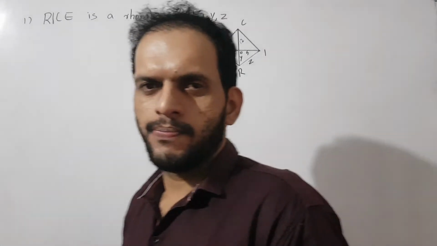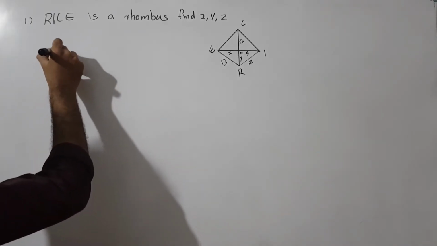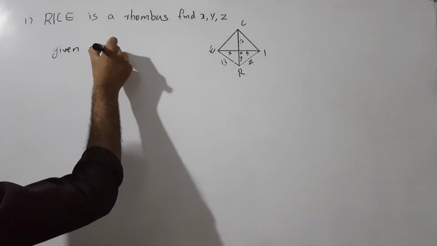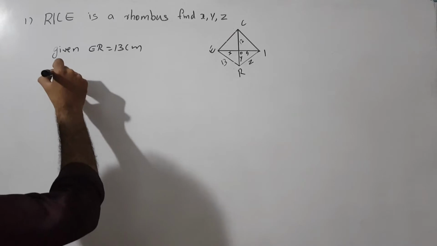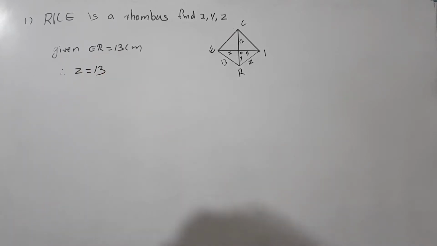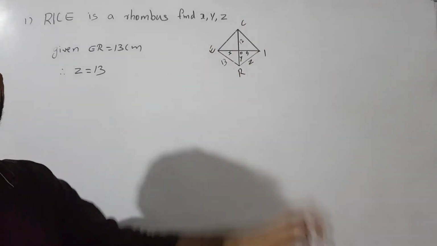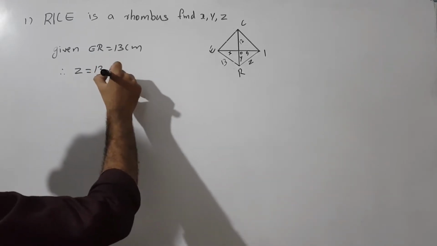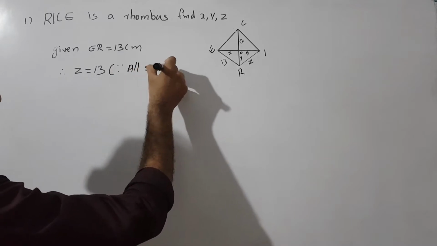So we start like this. Given ER is equal to 13 centimeters. Therefore z is equal to 13. Why? We know all sides of a rhombus are equal. Correct? So what is the reason? Since all sides are equal.